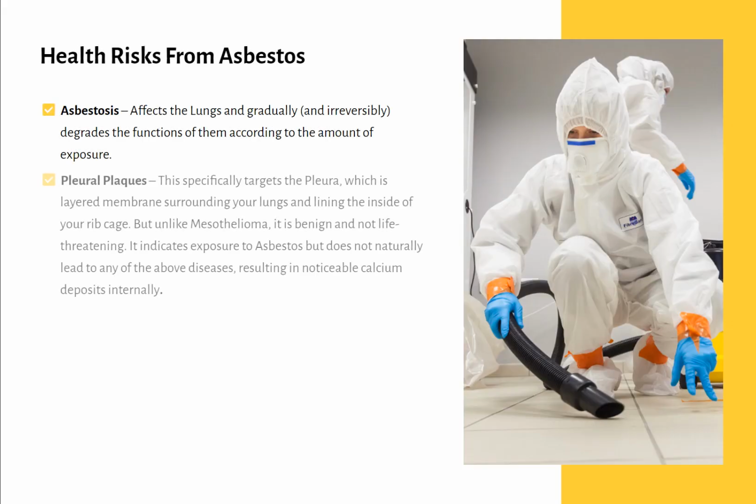Asbestosis affects the lungs and gradually, and irreversibly, degrades their function according to the amount of exposure. Pleural plaques specifically target the pleura, which is the layered membrane surrounding your lungs and lining the inside of your rib cage. But unlike mesothelioma, it is benign and not life-threatening. It indicates exposure to asbestos but does not naturally lead to any of the above diseases, resulting in noticeable calcium deposits internally.